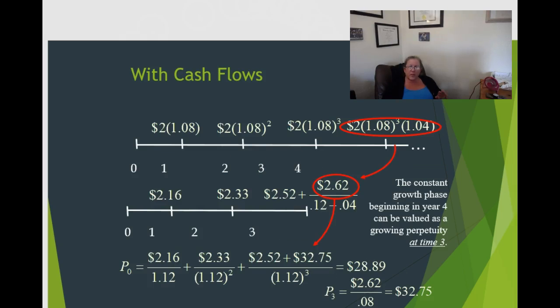So the third one, a little tricky because you have to do it in 2 parts. You have to figure out the growth rate for the foreseeable future and then the value of the growing perpetuity, and you have to add the 2 together. So I hope this helps explain a little bit about how to value a stock.